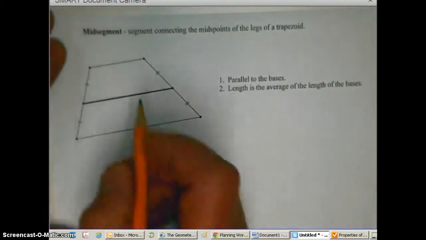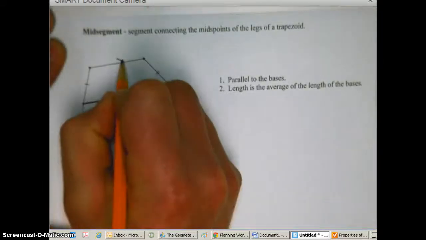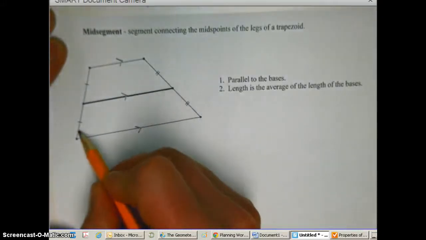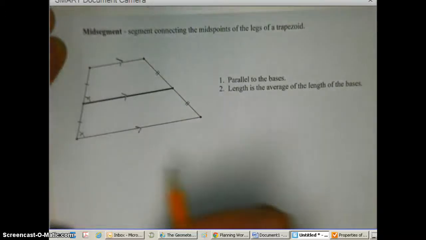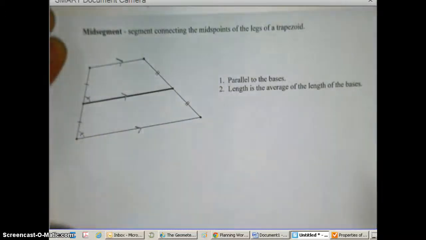A midsegment is parallel to both of the bases. And don't forget, what comes along with parallel is, for example, corresponding angles congruent. You would also have consecutive interior angles that are supplementary. So the parallel lines part is going to tell you something about the angles.